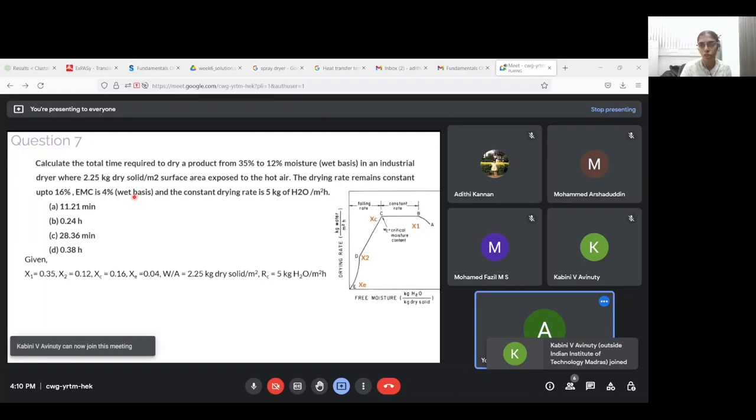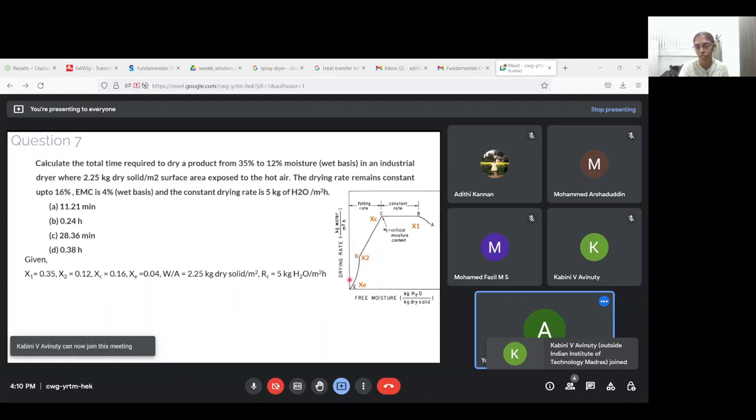When you look at a drying rate graph, this is where we're starting. Let's say we're starting from point B. This will be your first 35% moisture and it remains constant up to 16%. That is your critical moisture content as we discussed a few questions back. So Xc will be your 16%. And then you see that your drying rate starts to decrease. It says that your final moisture content that is required is 12%. So point D will be your 12%.